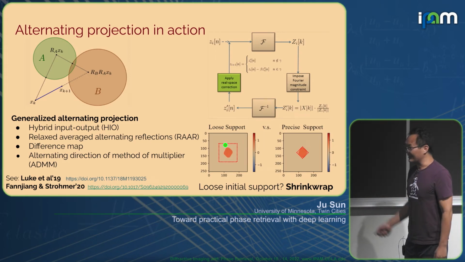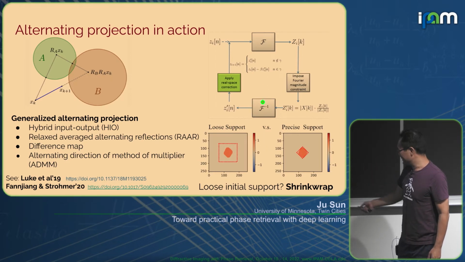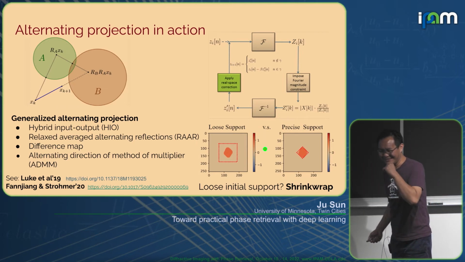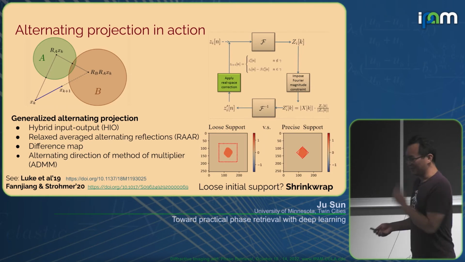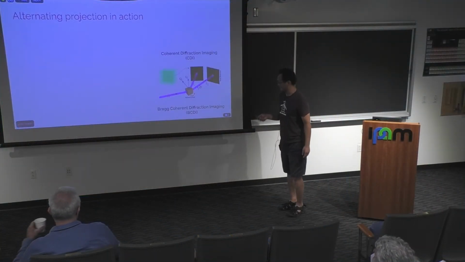If you have this, then directly running HIO doesn't work. Then you need to use this fancy and wonderful trick. Is it by you, Stephanie? Invented by you, right? Okay. Called shrink wrap. It's very necessary to apply this to make it work in practice.